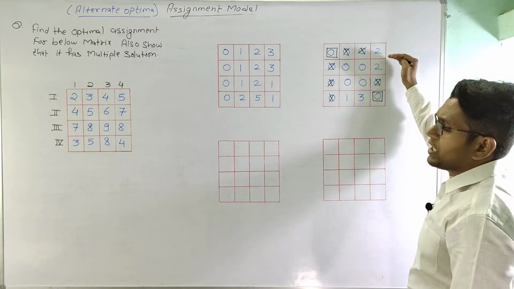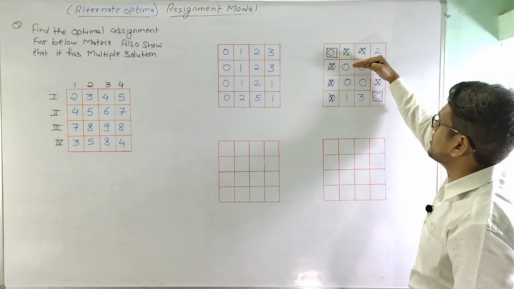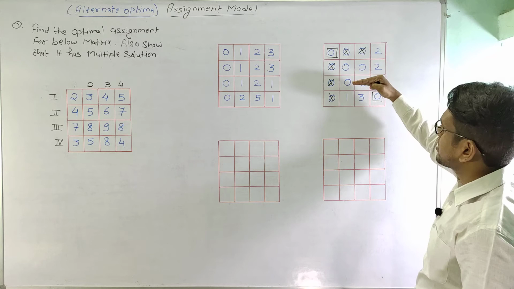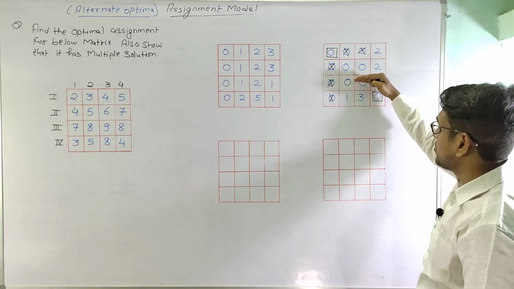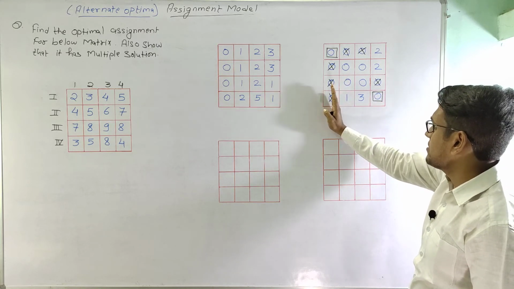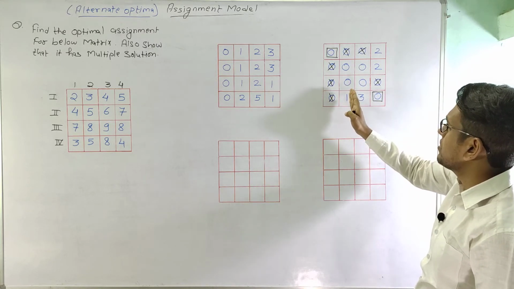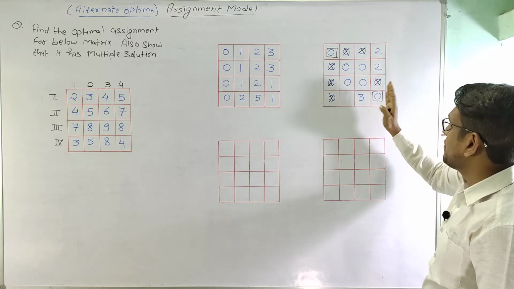Now again we are moving row wise, so we can see that row 2 has more than one zero, so we are going to skip this. Row 3 also has more than one zero, so we are going to skip this. And if we move column wise, column 1 is assigned, column 2 has more than one zero, so we will skip this. Column 3 has more than one zero, so we will skip this.